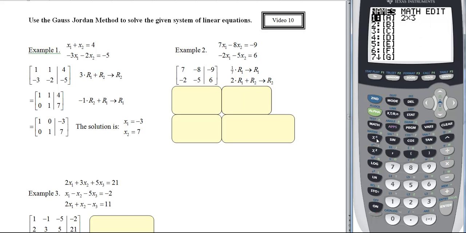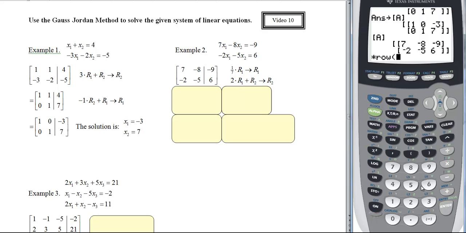Second inverse key for matrix, over to math, up, and I need just the multiplication first. So I've got 1 divided by 7, tell it the matrix, and then the row. And I got a 1, nasty looking decimal, but I do have a 1 where I need it. So store, second matrix, enter.